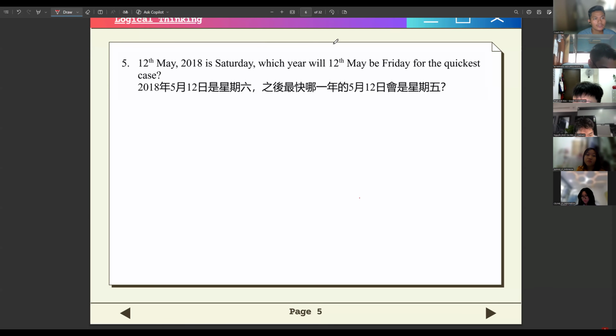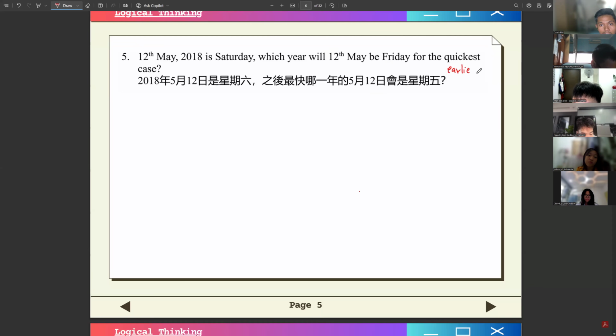Okay, number 5. The 12th of May, 2018 is a Saturday. Which year will 12th of May be Friday for the quickest or the earliest case? Okay, when we're going from one year to another, same day of the month, so May 12, what happens? The calendar will shift one day, right? If it's a normal year. Why is that? Because for a normal year, we have 365 days.